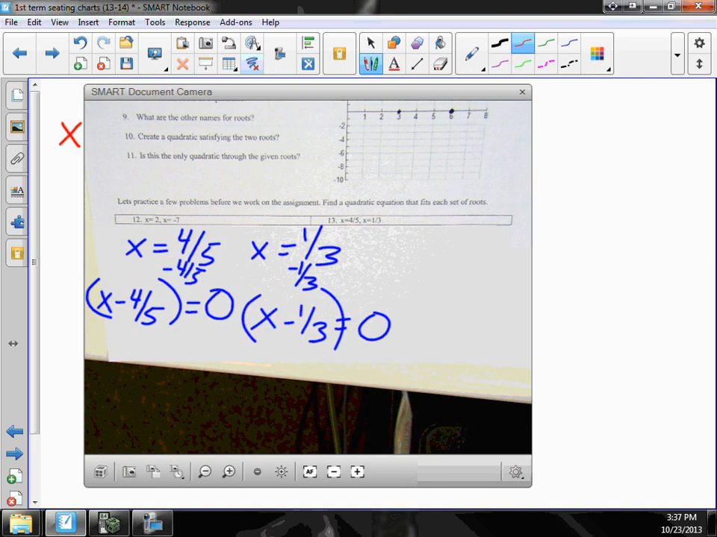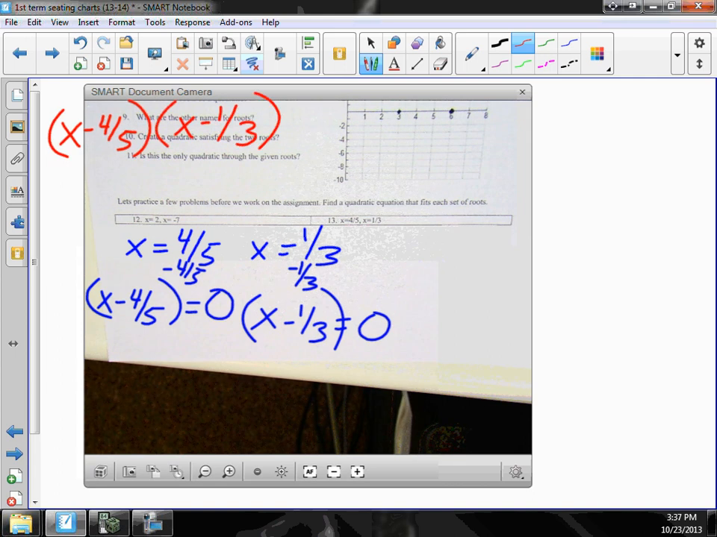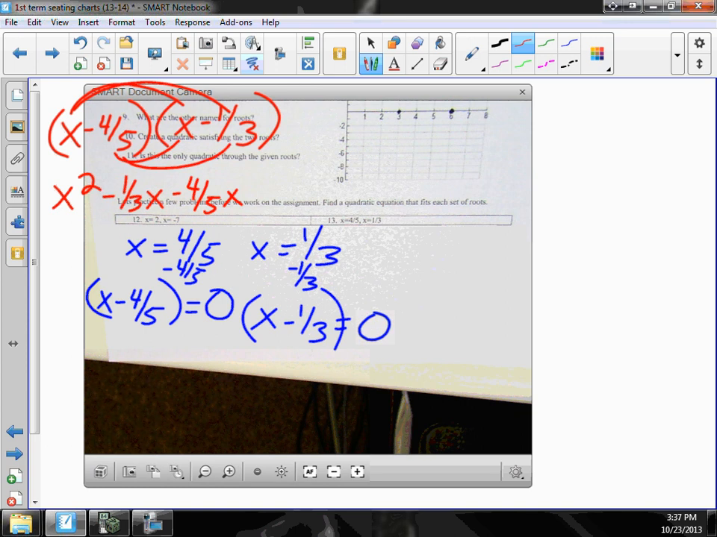So x minus 4/5 times x minus 1/3. First one's easy, x squared. Second one's easy, minus 1/3 x. The next one is minus 4/5 x. And the last one is a little bit tricky. You want to multiply negative 4/5 times negative 1/3.